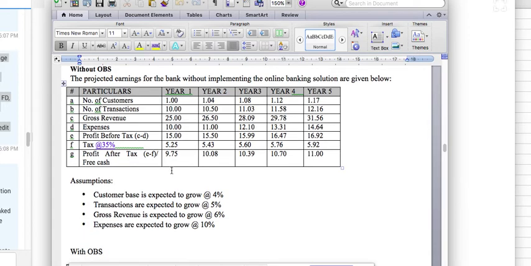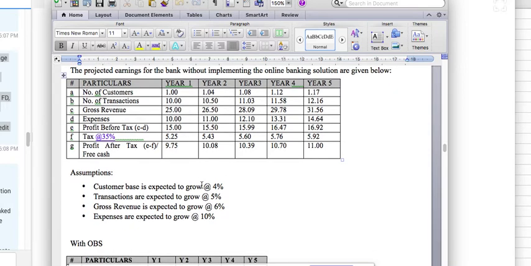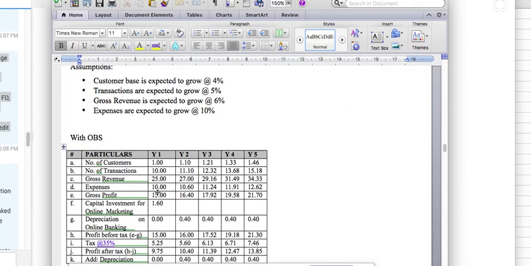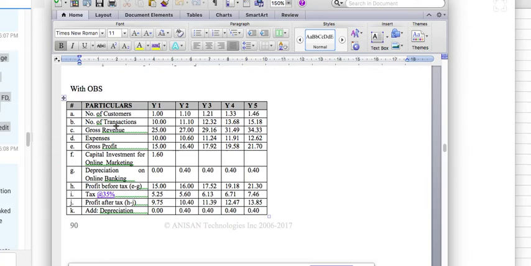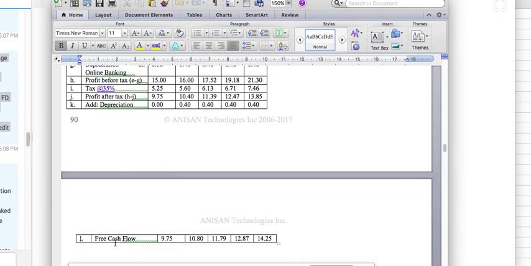Now return on investment, it is mentioned without online banking solution, this is what we are getting as a return on investment. If you see here the number, it is 11, right? But now with the online banking solution, the numbers we have mentioned, like number of customers, number of transactions, gross revenue, expenses, gross profit, capital investment for online marketing, dependencies on online banking, profit before tax, then we will have a tax, then profit after tax, then additional depreciation, right? And this we are quantifying for first year, second year, third year, fourth year, fifth year, like that. Okay. And I think there's one more, the free cash flow.